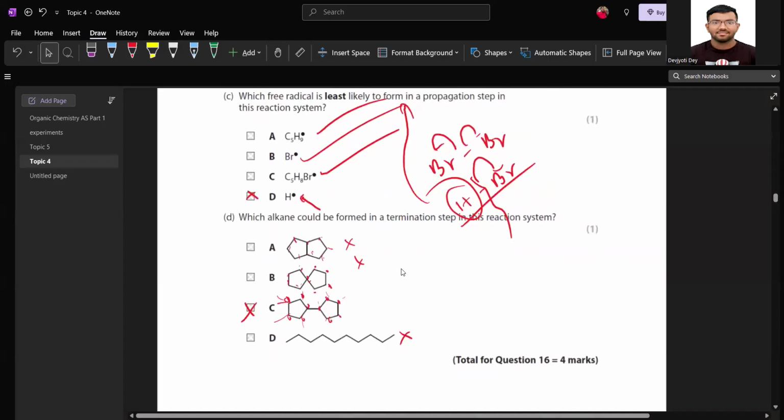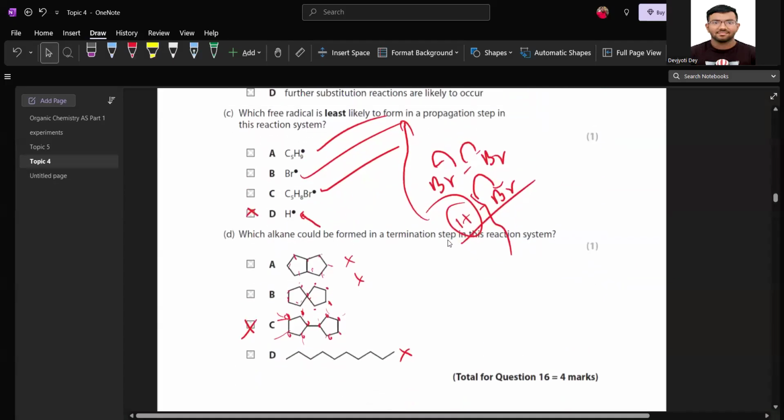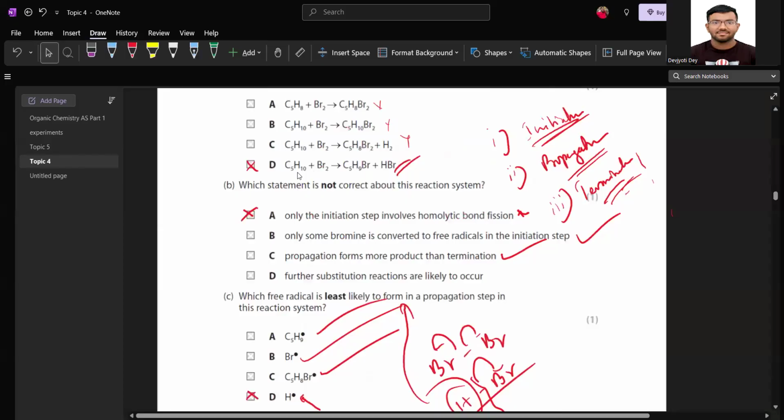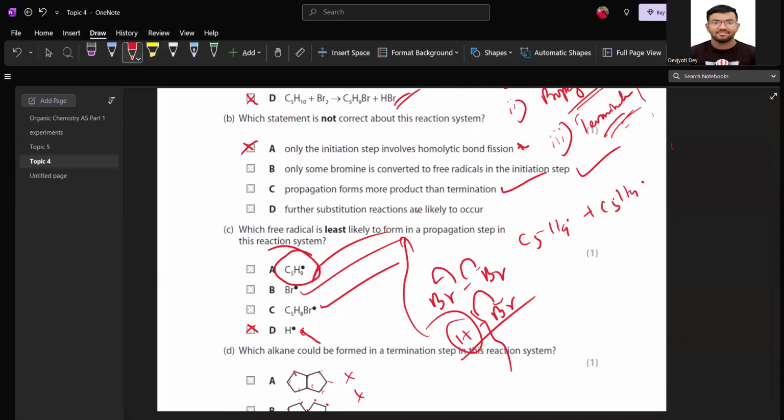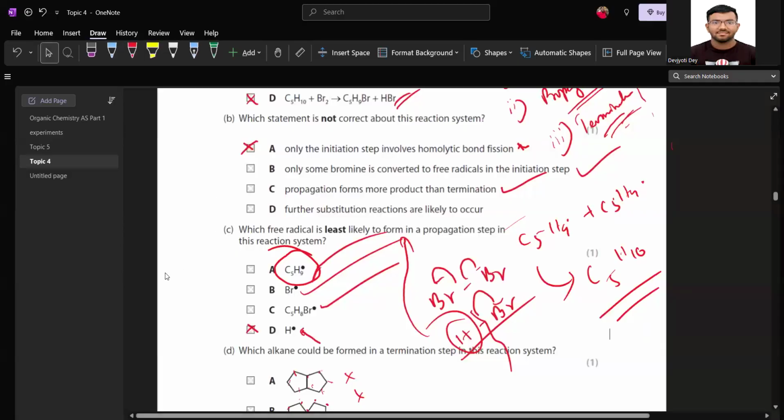In the termination step, always remember that the alkane which could be formed is the alkane itself, this one. All right, because you will notice in the propagation step, what is going to happen? This will be produced. So in the termination step, all of these radicals like C5H9 and C5H9 will react and eventually result in the production of C10, C5H10. Did you understand what I'm trying to say? Yeah. All right.